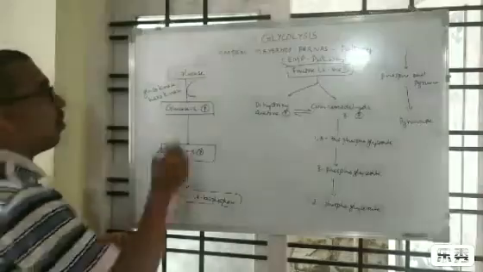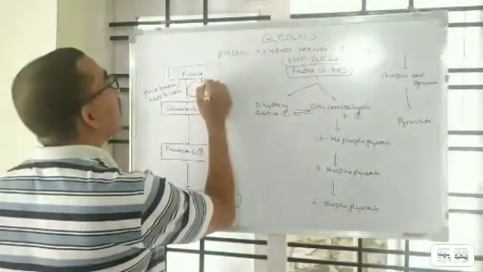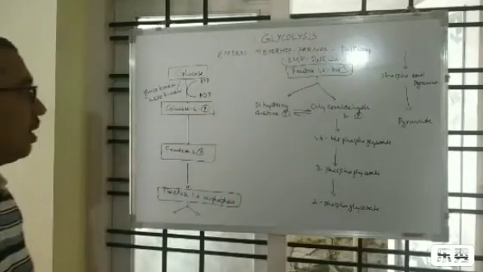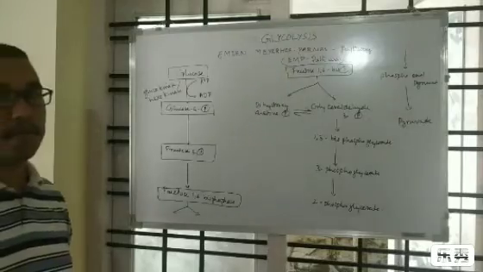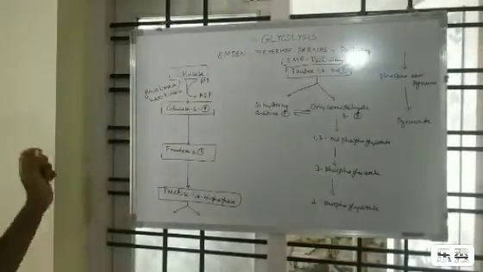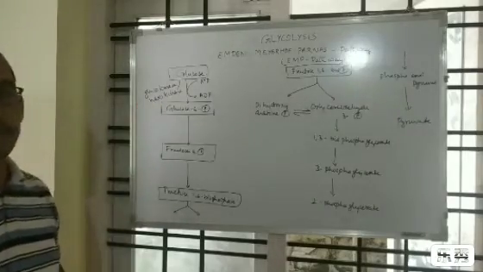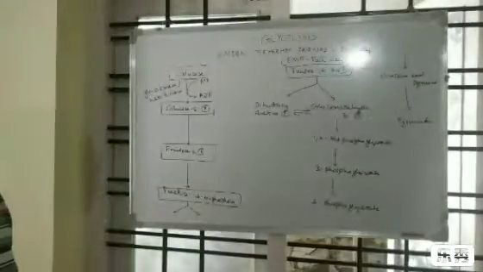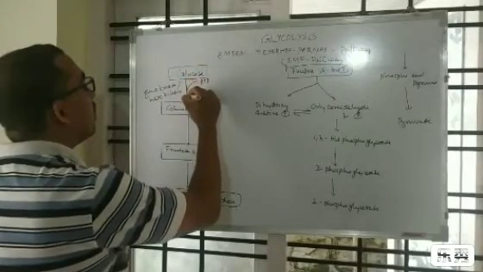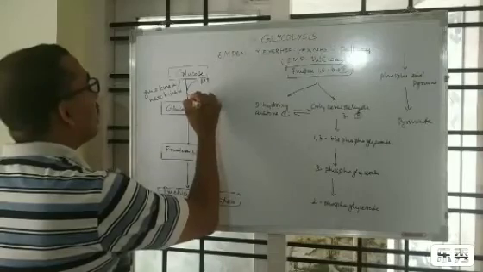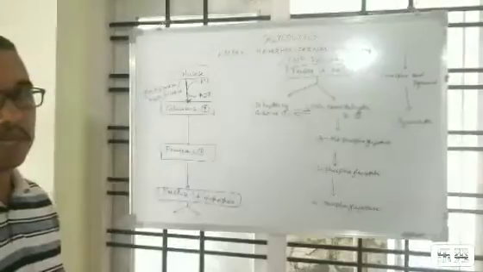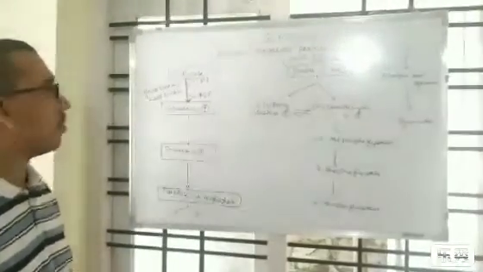See, this step requires ATP. So, with the help of ATP and magnesium ions, glucose is converted into glucose 6-phosphate, which is catalyzed by the enzyme glucokinase or hexokinase. Then, important point to remember is that this step is an irreversible step. Conversion of glucose to glucose 6-phosphate is an irreversible step.